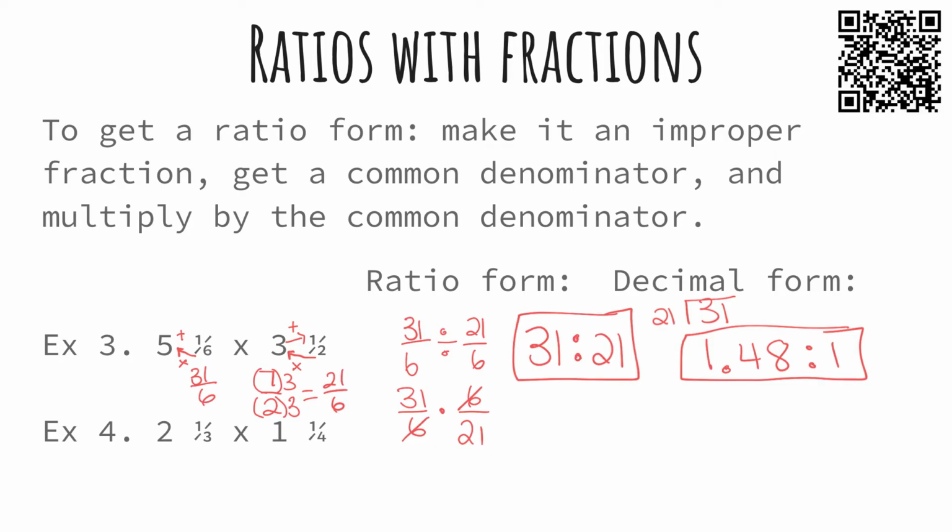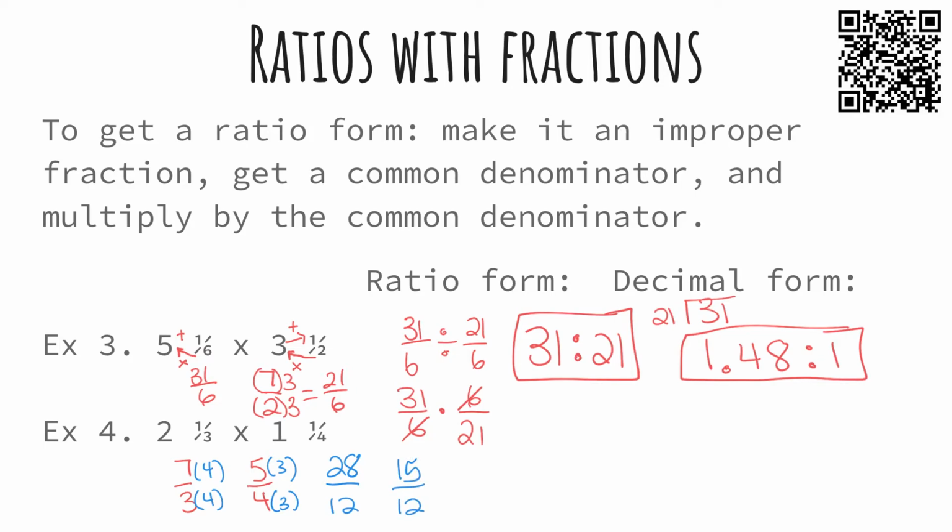Okay, so now let's work on this one. 2 1/3 would be the same thing as 7/3. 1 1/4 would be the same thing as 5/4. The common denominator of each of these would be 12. So to get this to turn into a 12, I'd have to multiply by 4. So that would be 28/12. To get 5/4 to change into a denominator of 12, I'd have to multiply by 3. So that would give you 15/12.